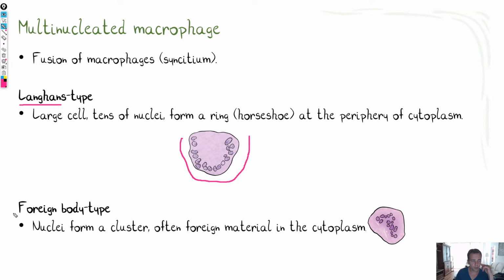And the foreign body multinucleated macrophage is a little bit different. The cell is a little bit smaller, and the nuclei don't form a ring, but they form a cluster in the center of the cell in the cytoplasm. And quite often there is foreign material in the cytoplasm because the cell swallowed a part of some foreign material. So the giant cells, the multinucleated cells in foreign body granulomas look a little bit different from the giant cells in the center of immune granulomas.